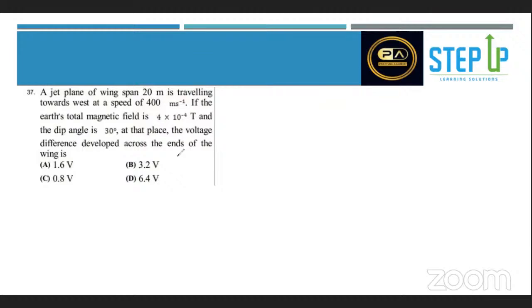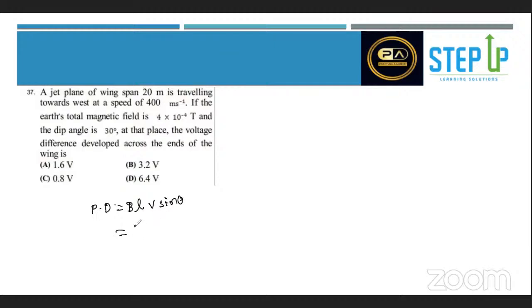That solves this. Fine. So when we try to find out the potential difference, the formula for potential difference is basically equal to BLV sine theta. Basically, B is the magnetic field, L is the length, and V is velocity.